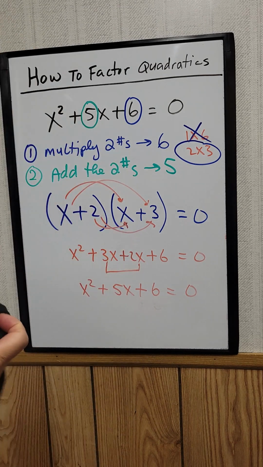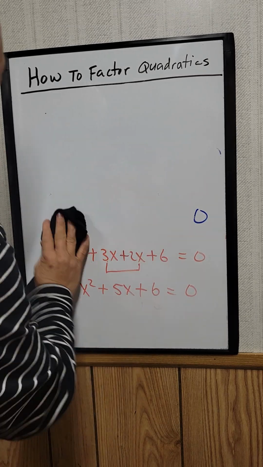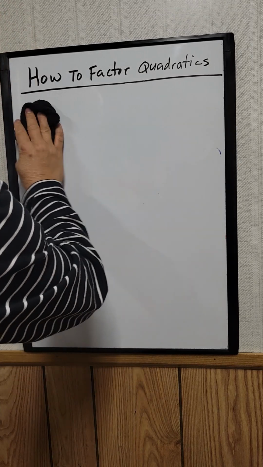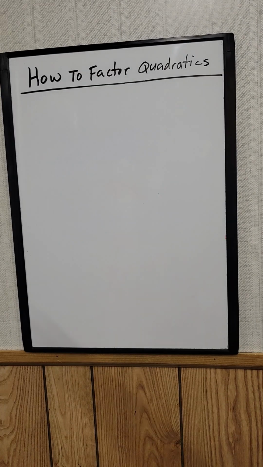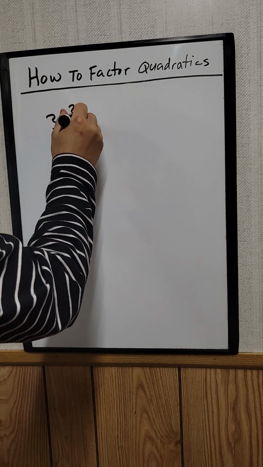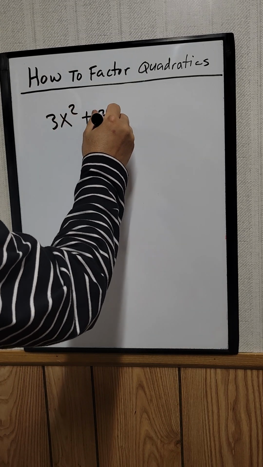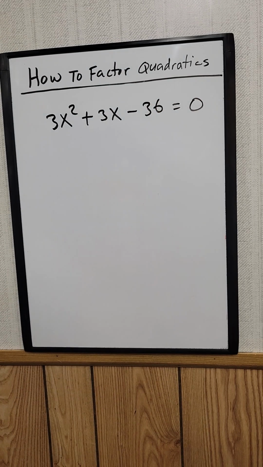Let's go to a harder one. Okay, that was example number one. Let's do a harder one. Now let's say you have something like this: 3x squared plus 3x minus 36. So how do you factor something like this?